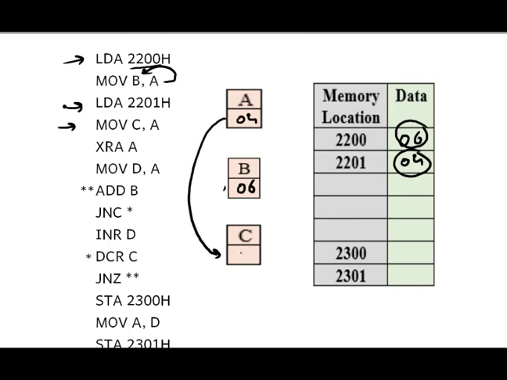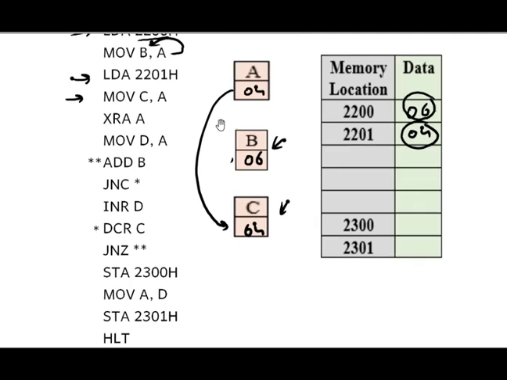So now we have got two numbers. One number is in register B, the other is in register C. So we need to add, of course, 6 4 times. So we have taken the first number in B, the other number in C.